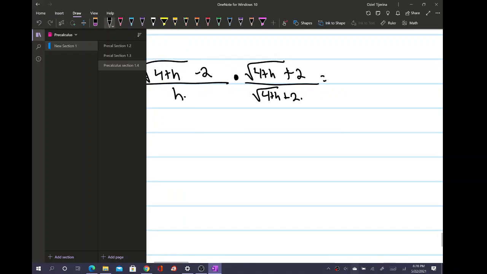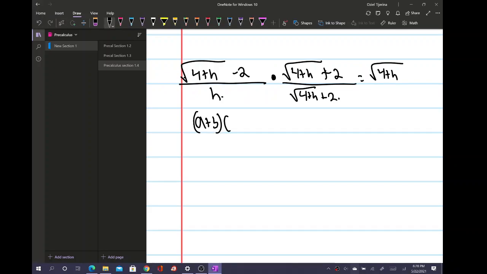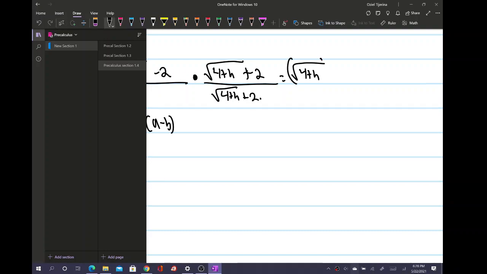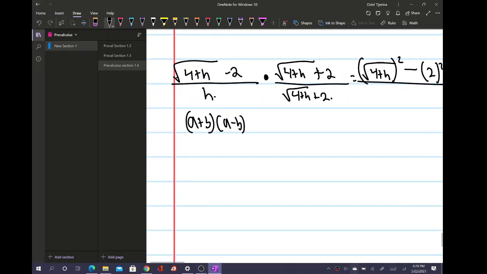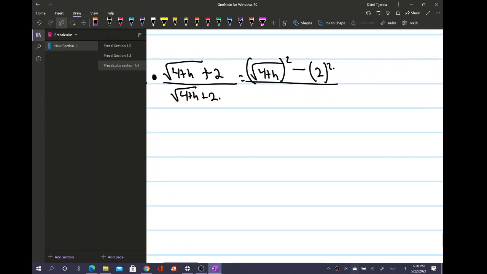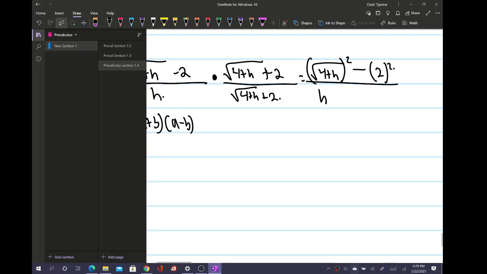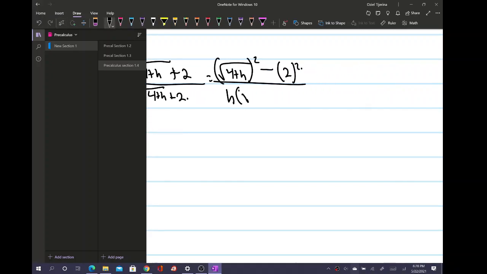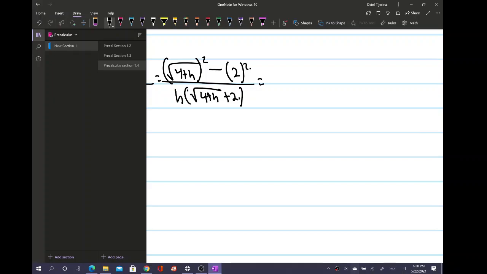So then this gives you the square root of 4 plus h, and if you look at it, it looks a lot like a plus b times a minus b, right? So you can say the square root of 4 plus h squared minus 2 squared. This is to save time, so that you don't have to do the FOIL method. And then the bottom, you can basically leave it unmultiplied. So you can say h times the square root of 4 plus h plus 2. So this gives you 4 plus h, because the square root cancels out, and then minus 4 over h times the square root of 4 plus h plus 2.